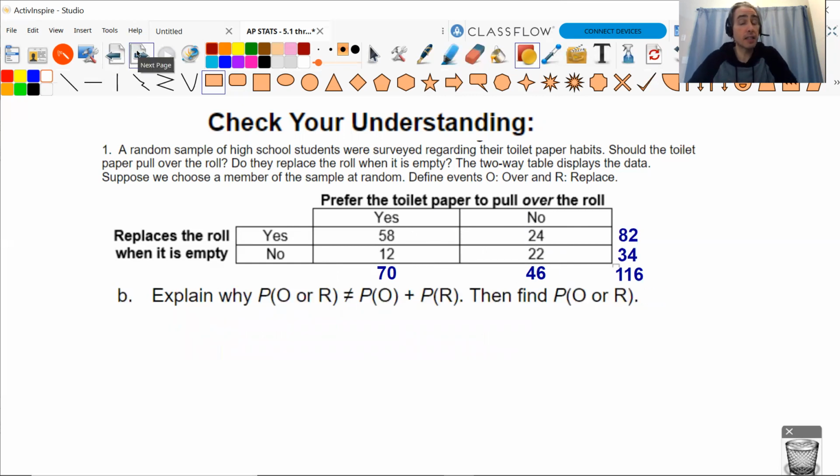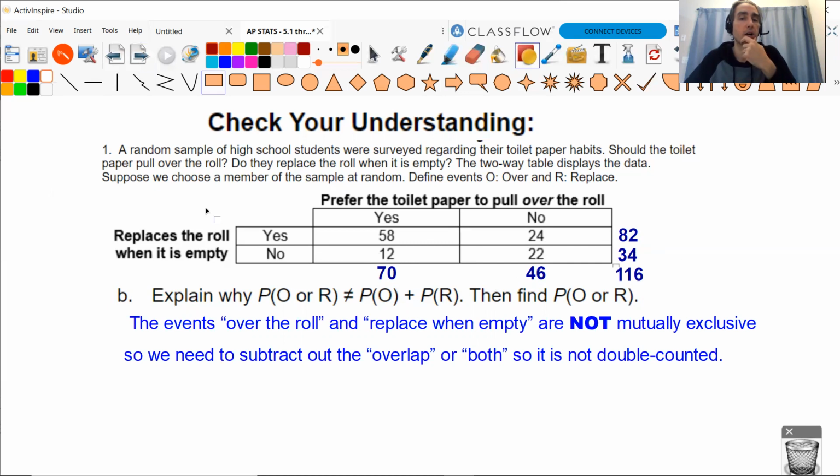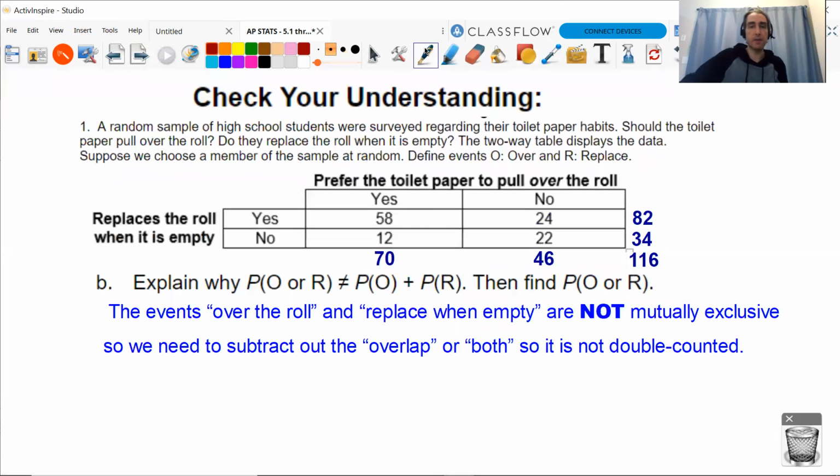Now let's look at part B. Explain why P(O or R) is not simply equal to P(O) plus P(R). Then find P(O or R). Well, the probability of O is 70 out of 116. Probability of R is 82 out of 116. But notice that these are not mutually exclusive, meaning there is some overlap here, right? We got this 58 hanging out.